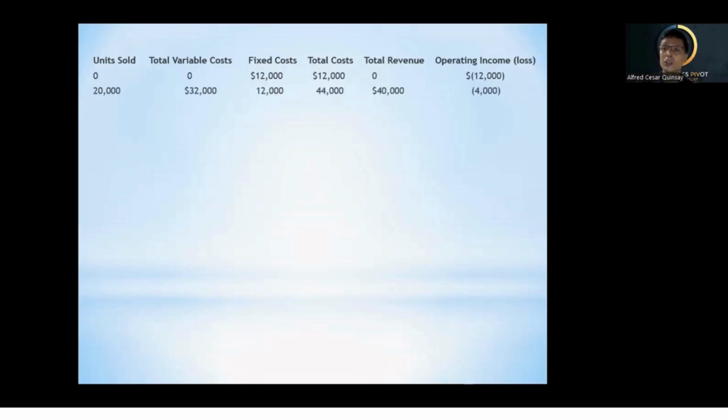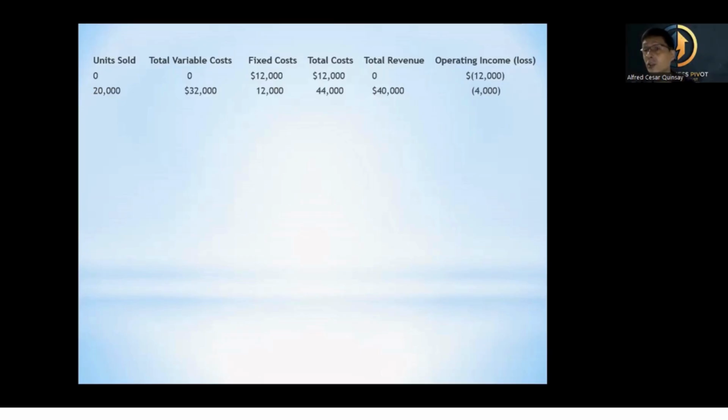Malaki-laki yung natipid nila sa hindi pagbili ng machine na yon, no? Or pag-invest ng machine na yon. Because some companies would think that investing in a machine would just cost them, no? They would only look at the short term, no? And now let's take a look at the other volume, no?